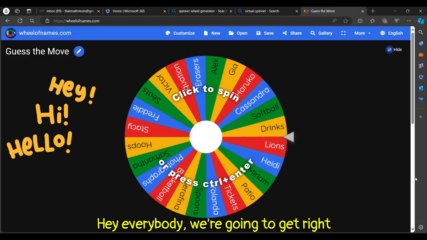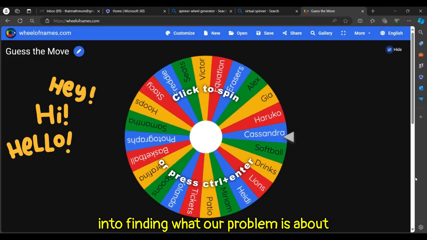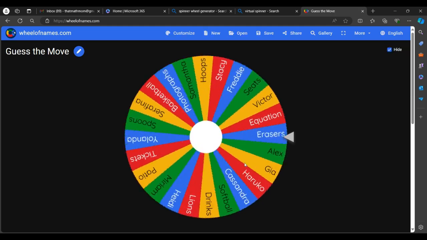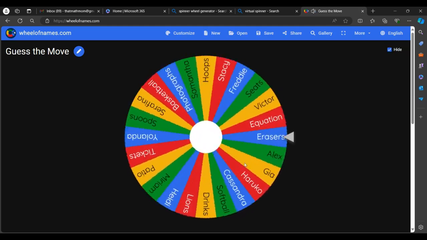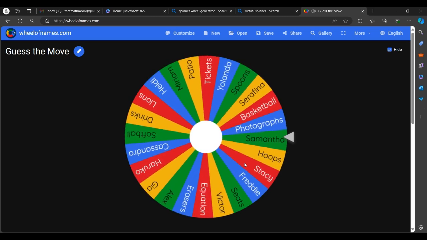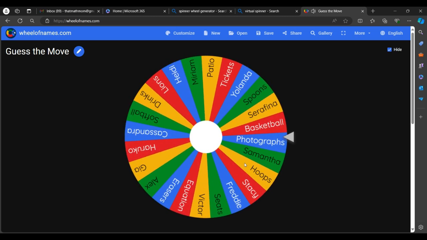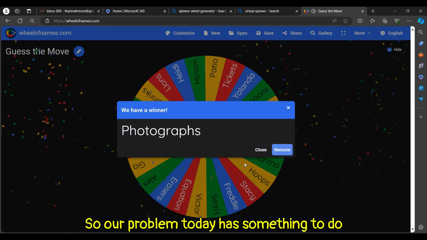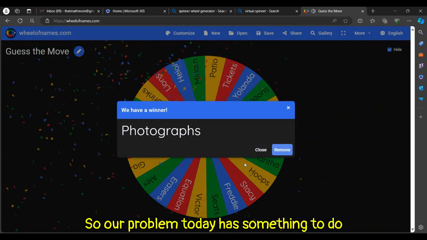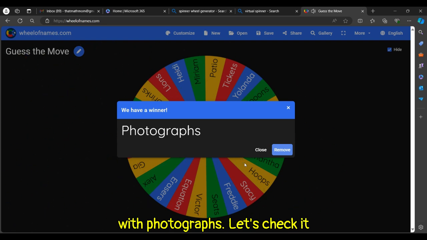Everybody, we're going to get right into finding what our problem is about today. So our problem today has something to do with photographs. Let's check it out.